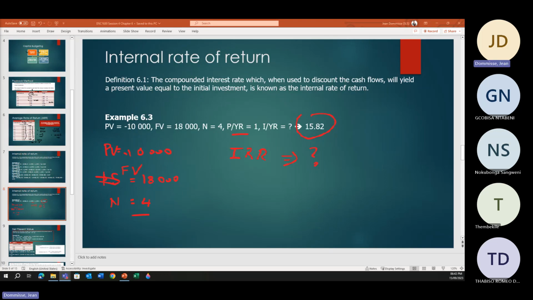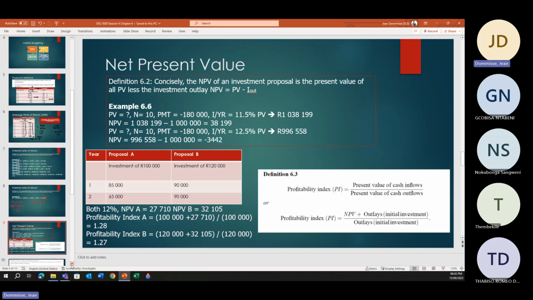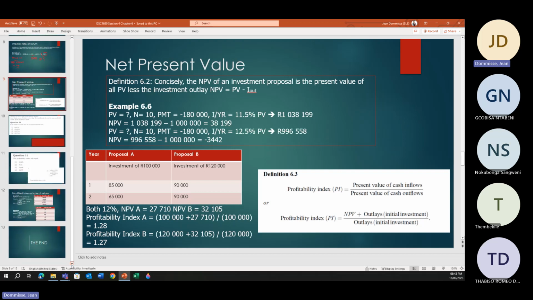Okay, so the internal rate of return is actually a very easy one to calculate because we use the formulas that we have built into our calculators. Okay, then the next one, and this is again one of those that they can ask you in the exam, and most likely will, is the net present value one.